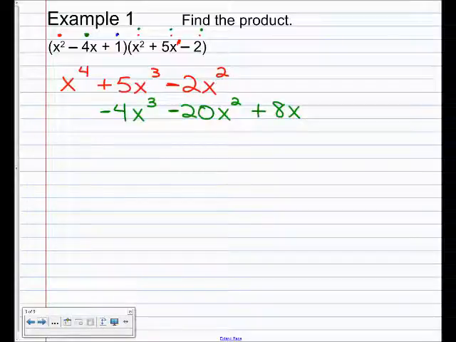Everything in the second one's going to get multiplied by this 1. So 1 times all 3 of these. Now 1 times anything, 1x squared, it's going to be the same stuff. So 1 times each of these is going to be all those again. So I'm going to have x squared plus 5x minus 2.